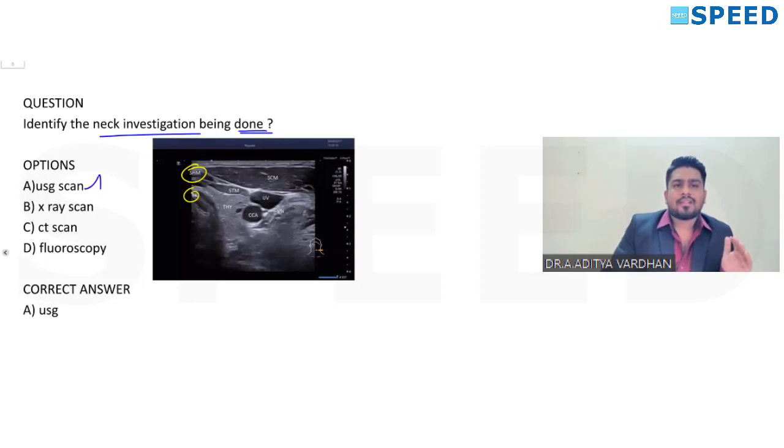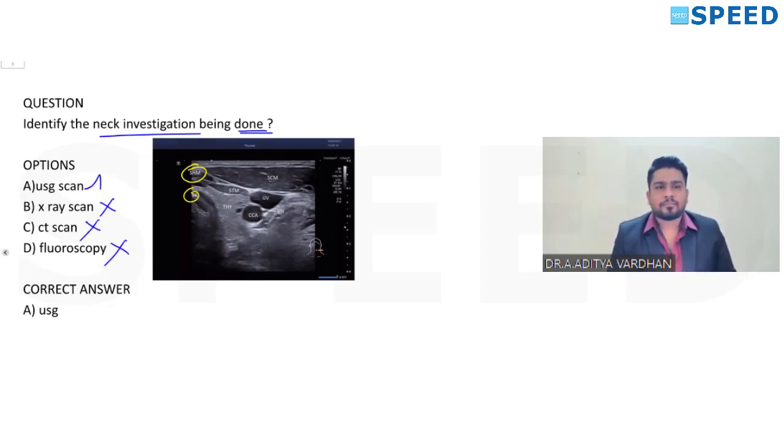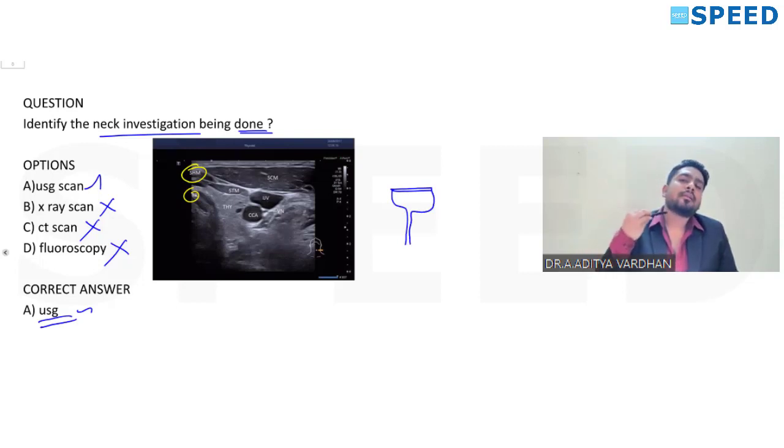It's an ultrasound scan. It is not an X-ray scan. I will show you all the images. It's not a CT scan nor a fluoroscopy procedure. Hence, the correct answer for this question is ultrasound scan, friends. And a little bit of decoding this image for you. Exactly what we have done is, we have used a linear probe. Ultrasound makes use of a probe, right? Here we are using a linear probe, and I have taken the probe and put it here.